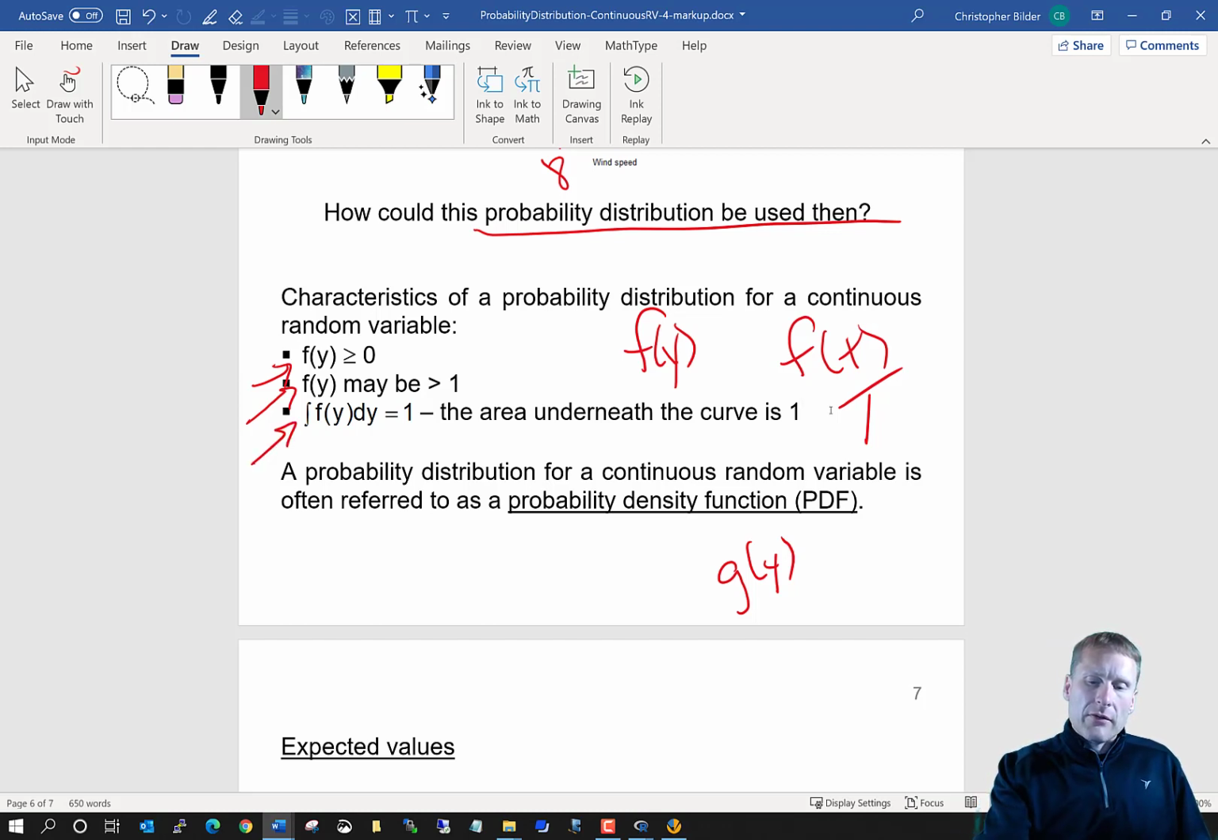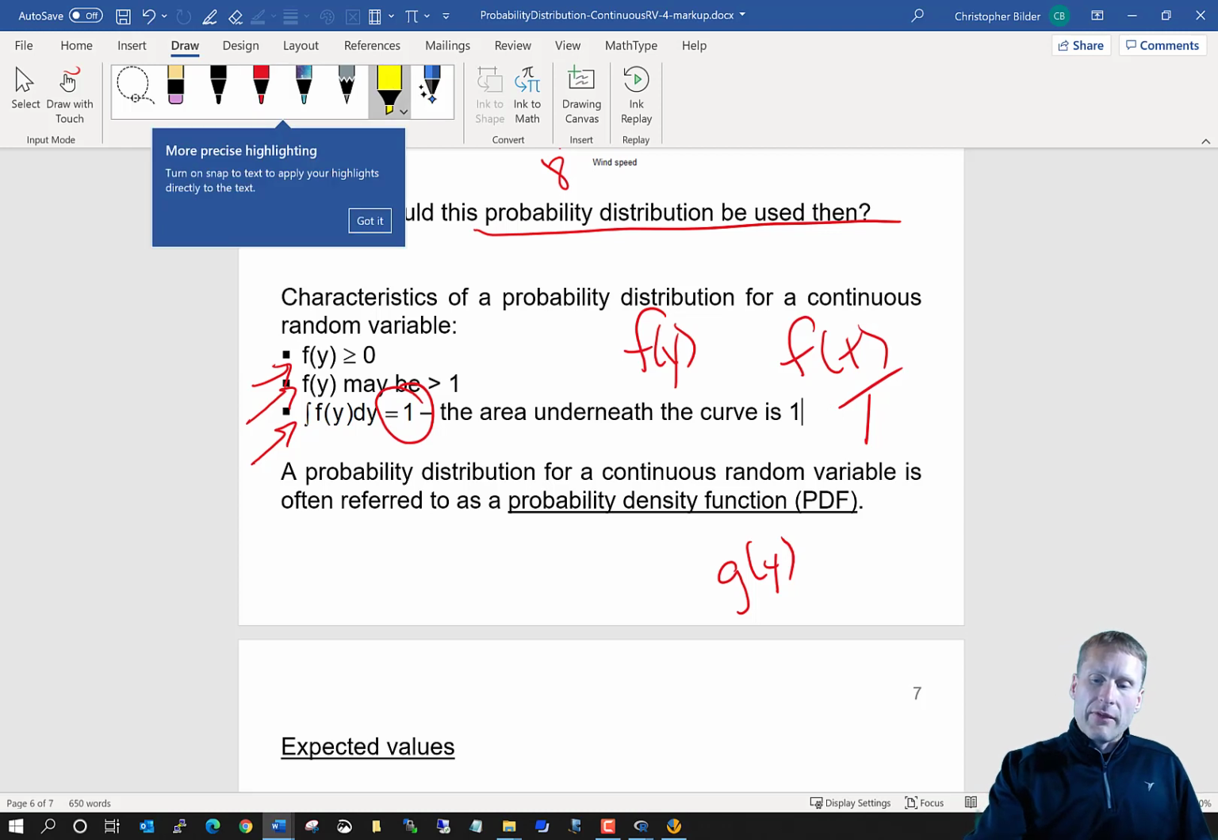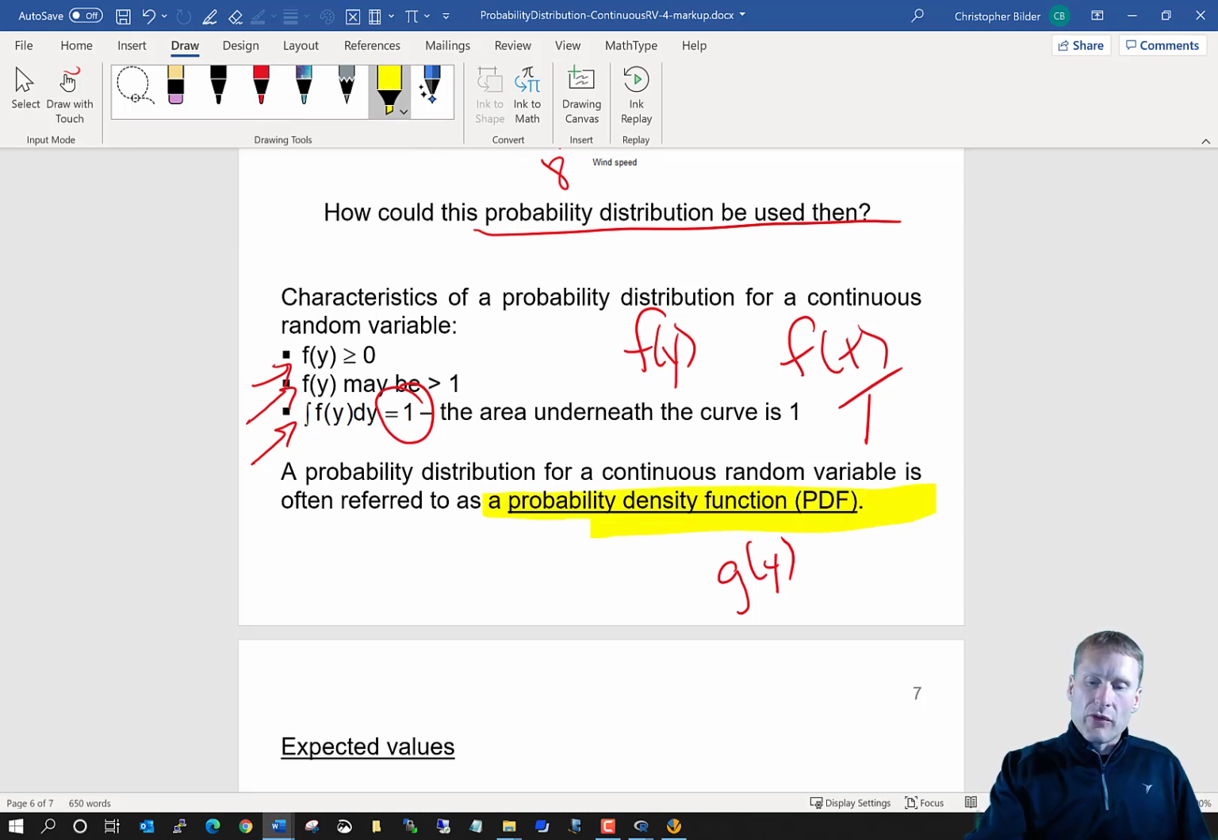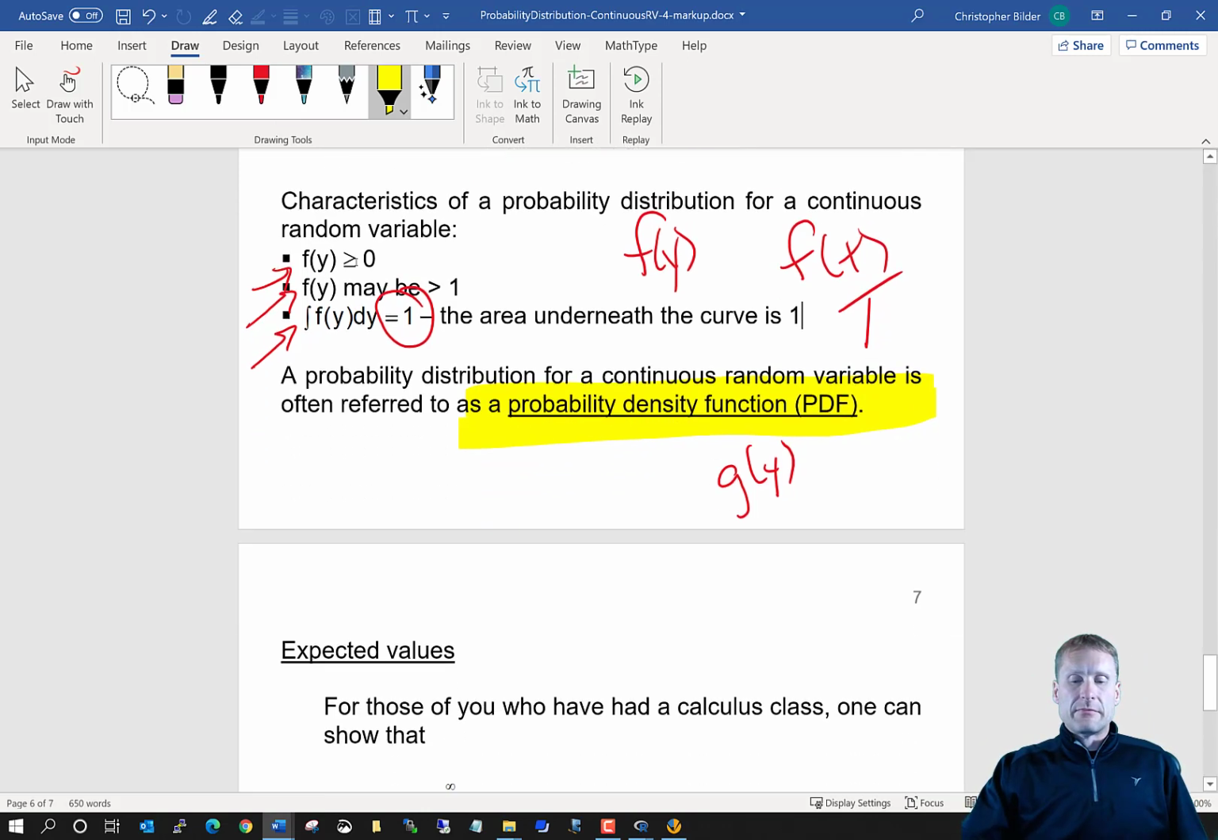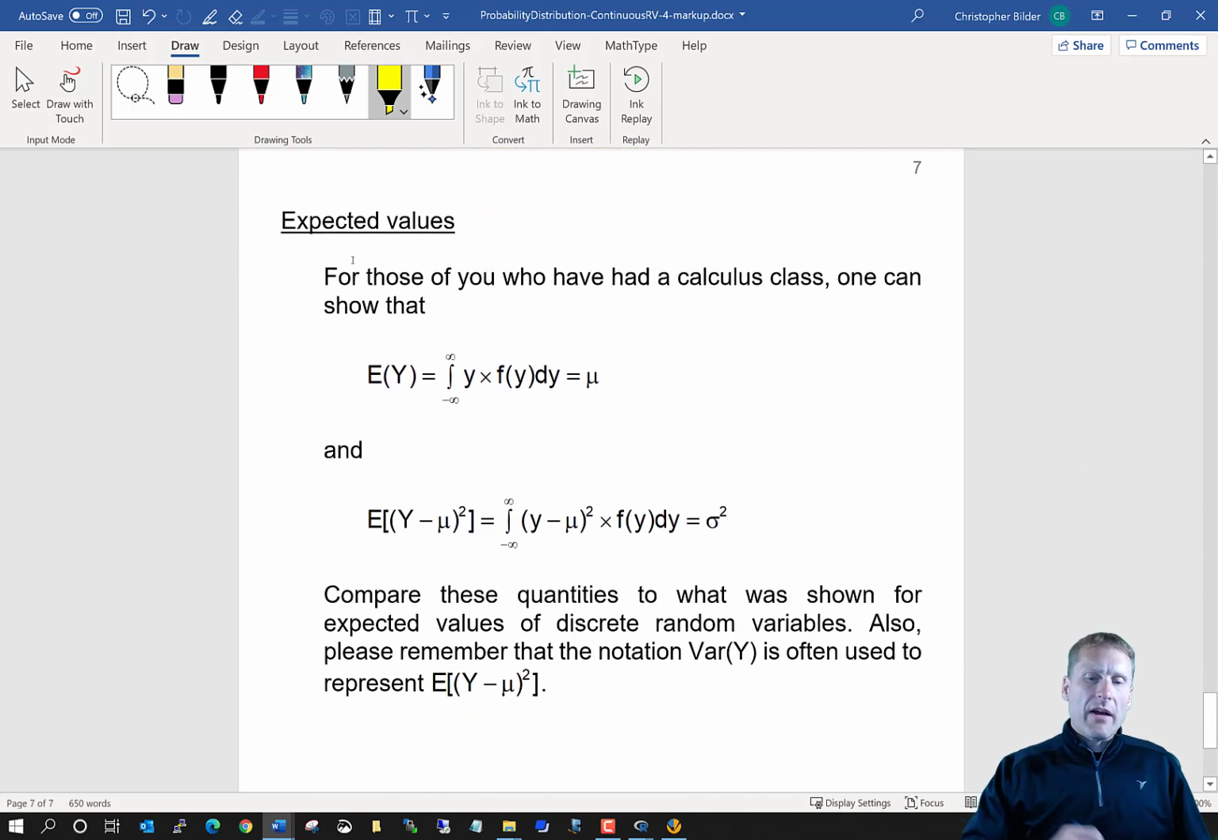Now, the integral over y of f of y dy has to be equal to 1. And this corresponds to that all probabilities sum up to 1 for a corresponding random variable, similar to what we had with the discrete random variable case. Now, very often, you will hear these probability distributions often referred to as probability density functions, when we're dealing with a continuous random variable. But what about expected values? We saw these with discrete random variables. Could we do expected values here?